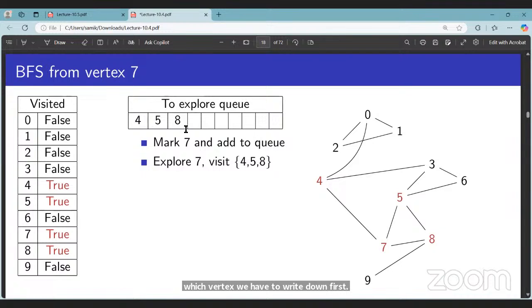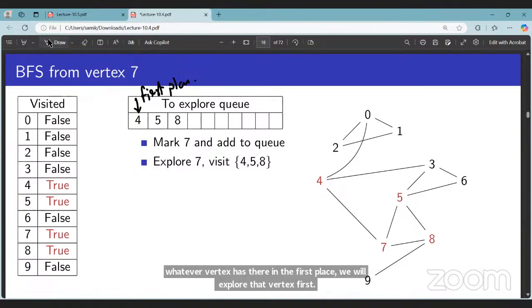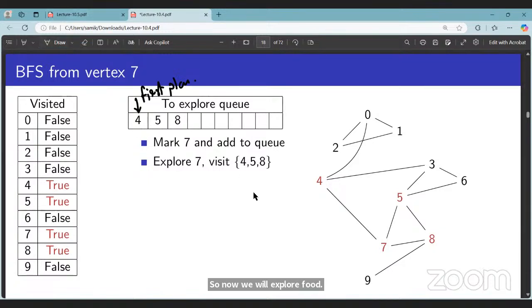So 4, 5, 8 are the vertices which are visited but haven't been explored yet. The next step will be exploration of 4. Why the exploration of 4? Because 4 is in the first place of our queue, right? Whatever vertex is in the first place, we will explore that vertex first. So now we will explore 4. Exploration of 4 means we have to collect the neighbors of 4. So what are the neighbors of 4?